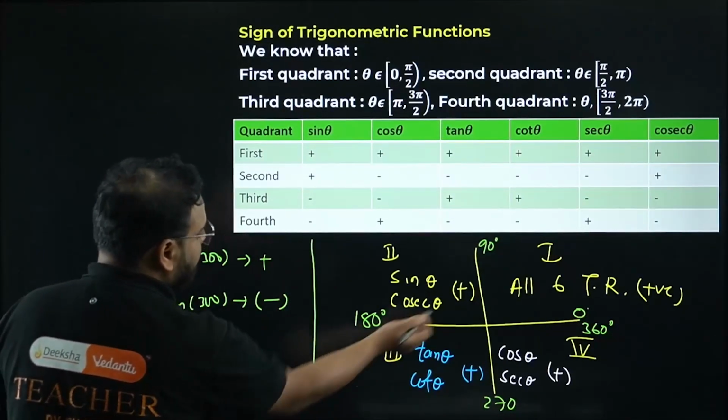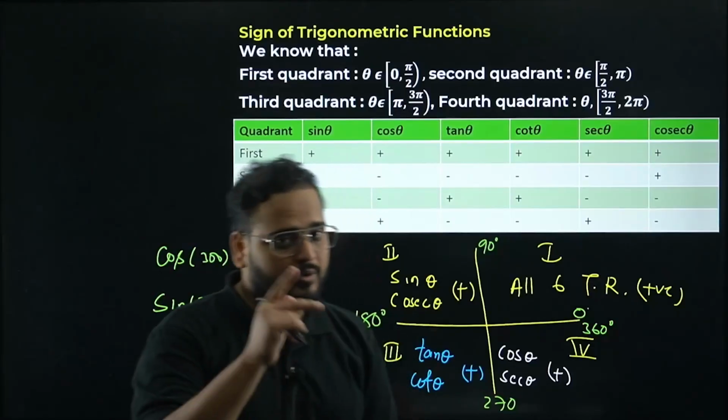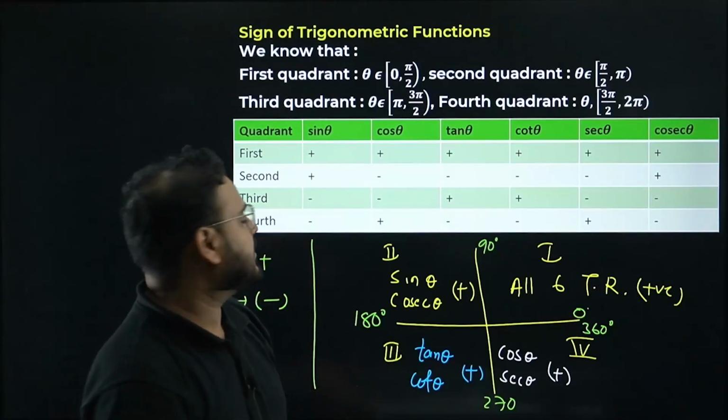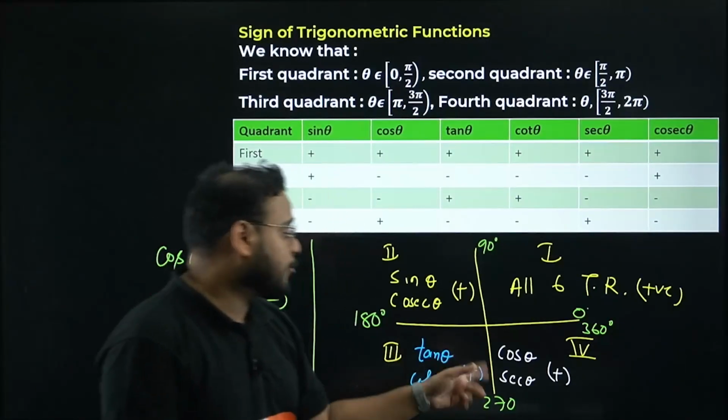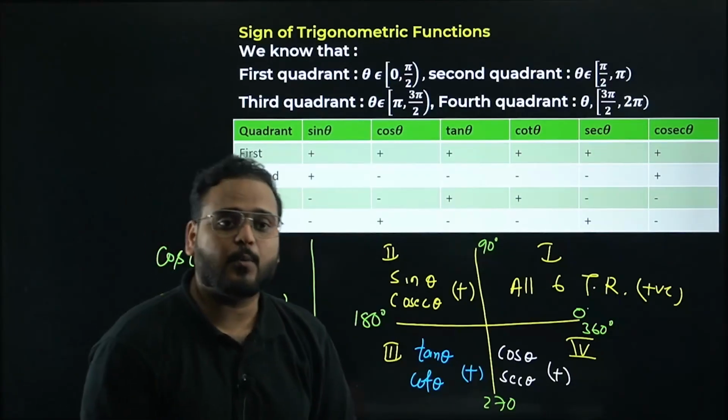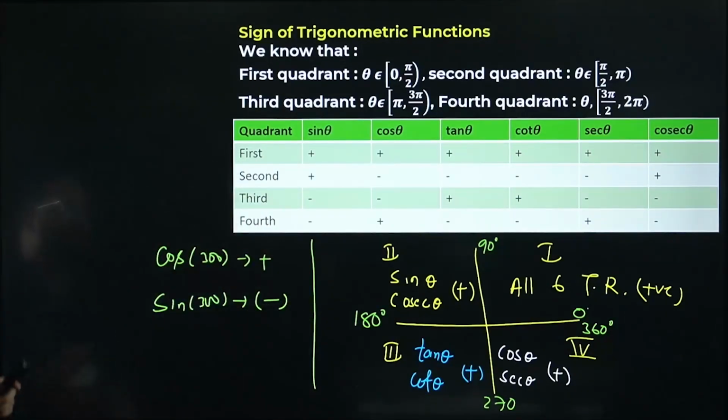So in the first quadrant all are positive, in the second quadrant only sine and its reciprocal, cosec, are positive, in the third quadrant tan and cot, and in the fourth quadrant cos and sec are positive. I hope this is clear. Please check. Now moving on.